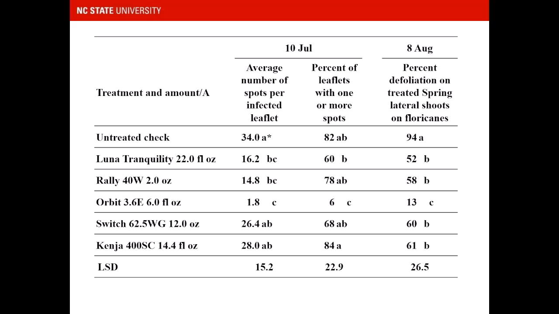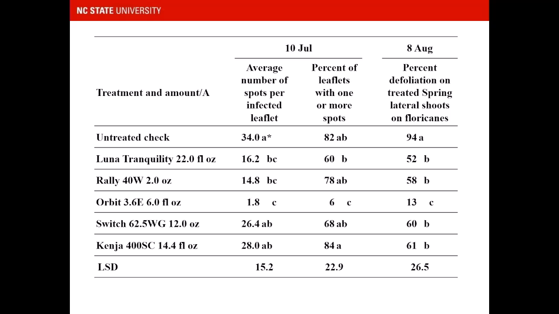Defoliation for the untreated check was 94%. So basically those laterals that were present in the spring lost all their leaves. And then you look at the Orbit treatment, we had 13% defoliation, which means they pretty much held their leaves. So this was a huge difference. Felt like this was a big win in terms of which fungicides worked best. So I was really pleased with this trial.